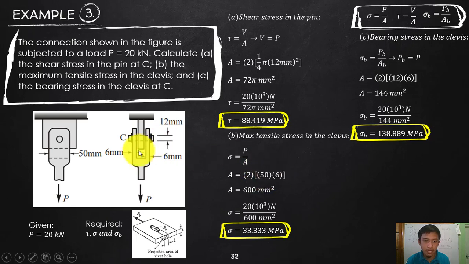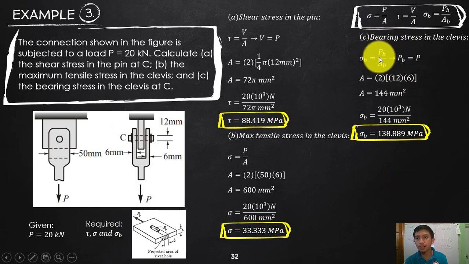So 50 times 6, that is the area of 1 multiplied by 2, since there are 2 carrying the force P. Then your force P is multiplied again times 10 raised to 3, so that will be Newton, and divided by the area, you will end up with 33.333 megapascal. So that is the tensile stress experienced by the clevis, this member of the clevis. That is the shearing experienced by the pin.